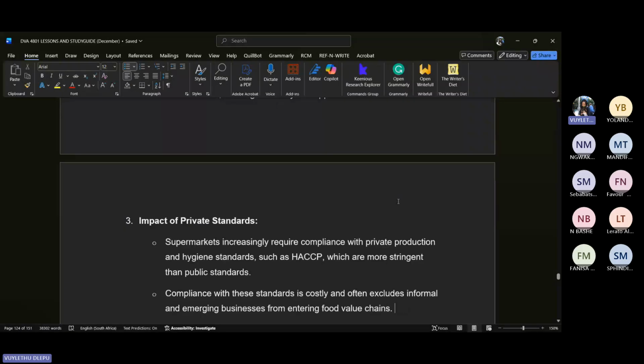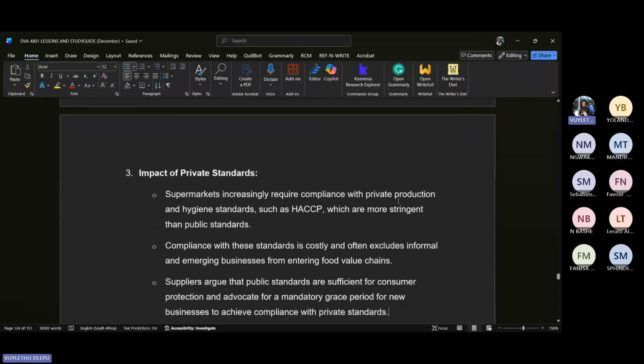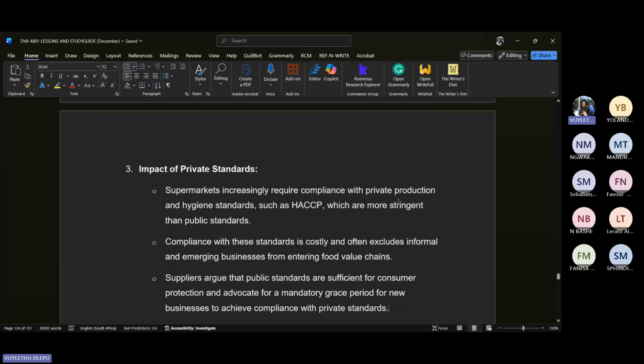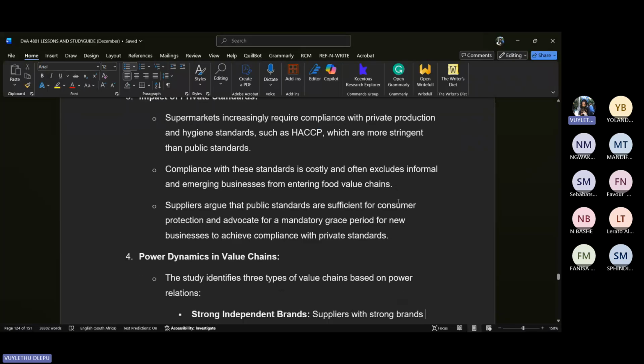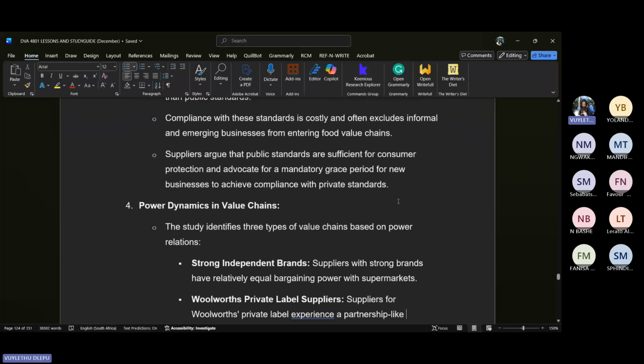What is the impact of private standards? Supermarkets increasingly require compliance with private production standards such as HACCP, which are more stringent than public standards. Compliance with these standards is costly and often excludes informal and emerging businesses from entering food value chains. Suppliers argue that public standards are sufficient for consumer protection and advocate for a mandatory grace period for new businesses to achieve compliance with private standards.